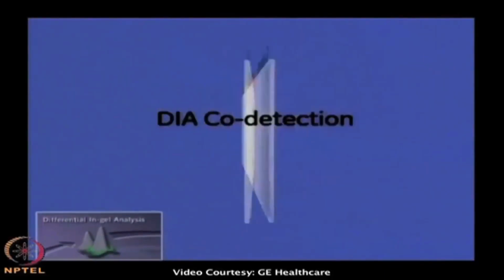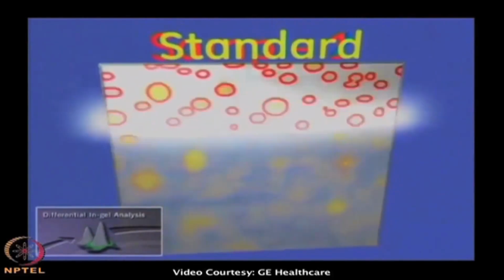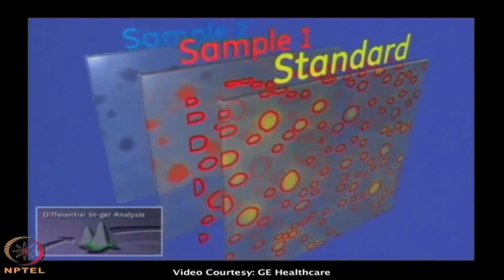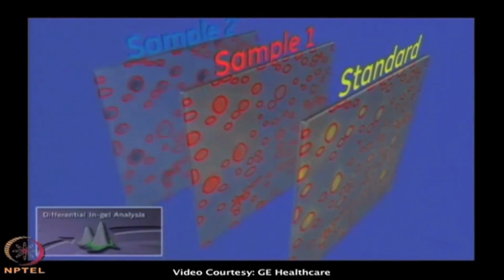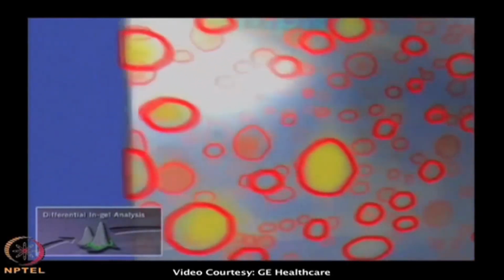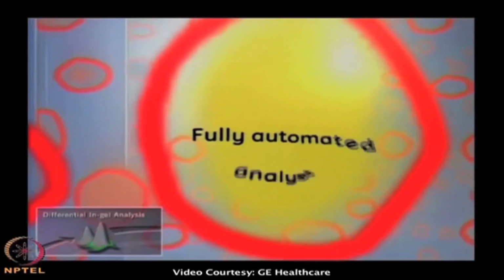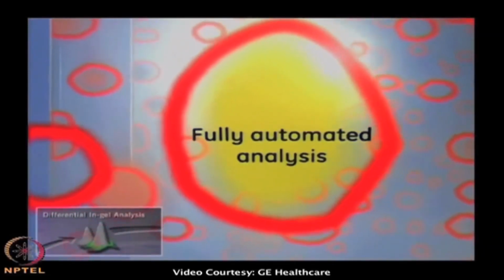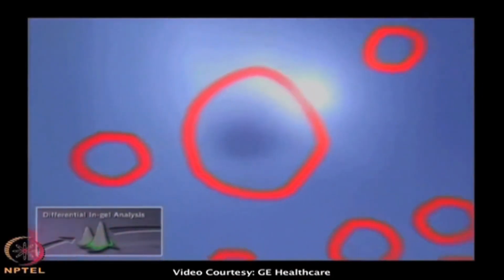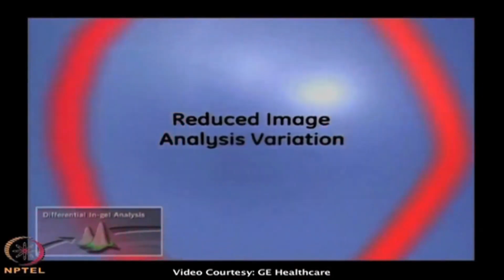Then in DIA there will be a co-detection. The co-detection is nothing but there is a standard gel which is labeled with Cy2, and from the same area we are expanding the remaining 2 images also, so that artifacts can be minimized. Again, this is a fully automated analysis. There will be very little manual interference in this analysis.